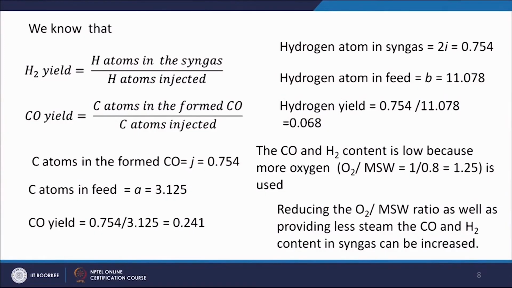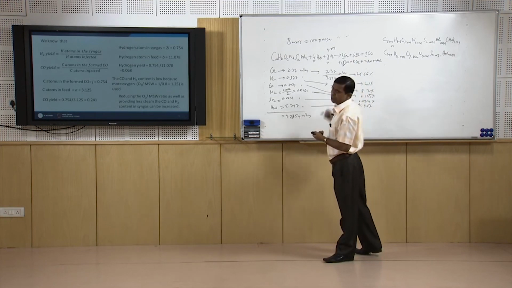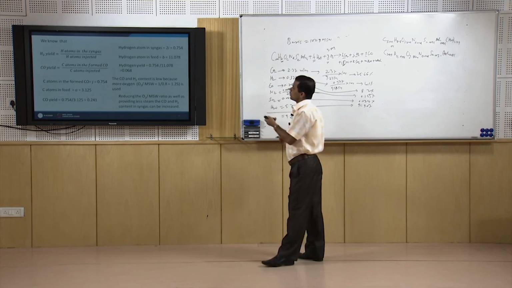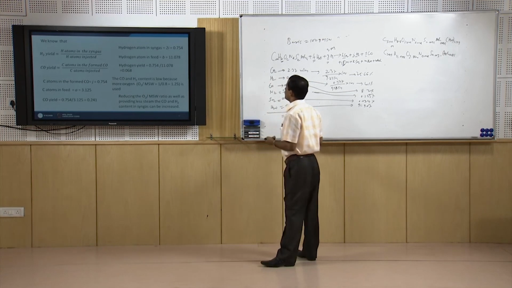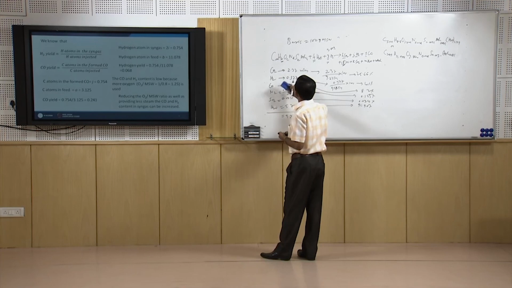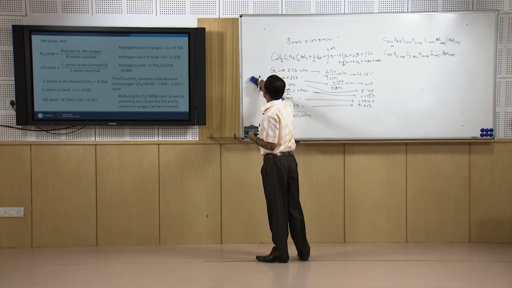So the yield of hydrogen is hydrogen atoms in the syngas divided by hydrogen atoms in the feed being injected. Hydrogen atoms in the syngas is 2 into I, and hydrogen atoms in the feed is equal to this B. So the yield of hydrogen is equal to 0.754 divided by 11.078, and it is coming 0.068.